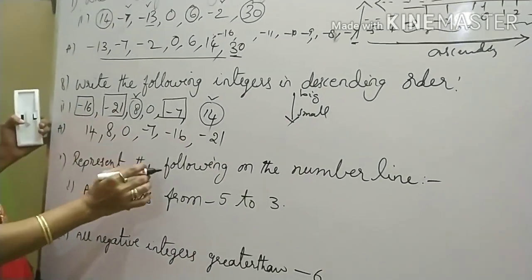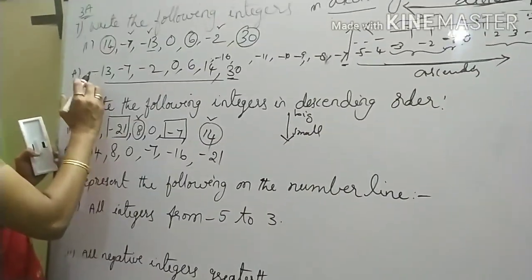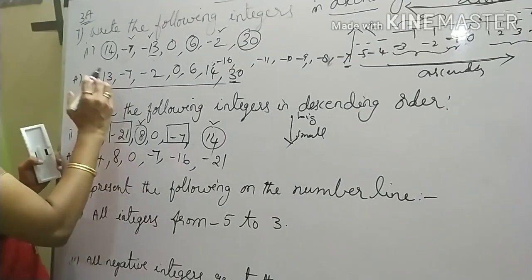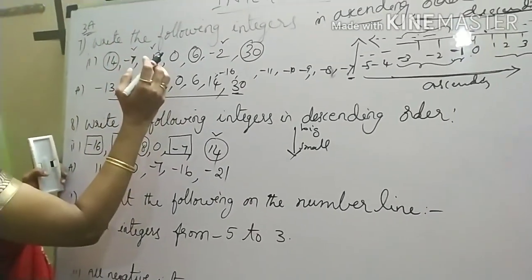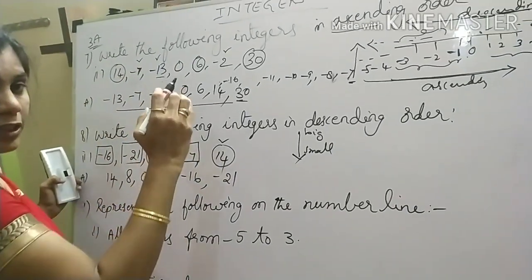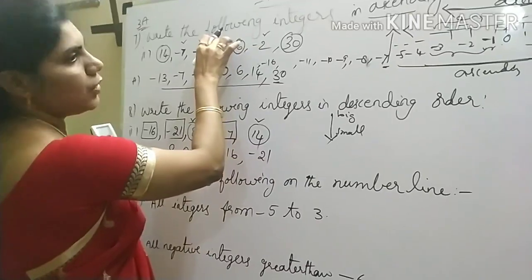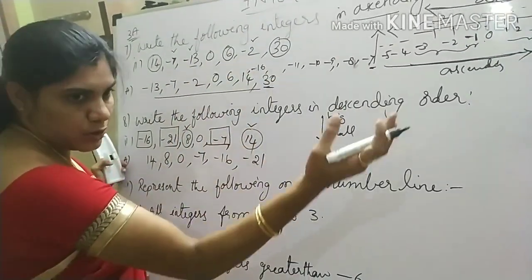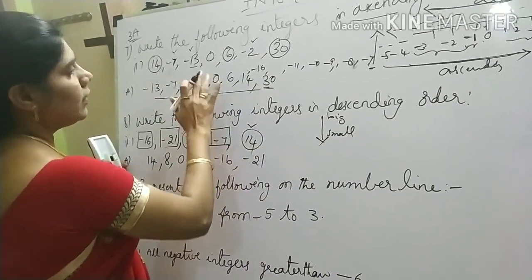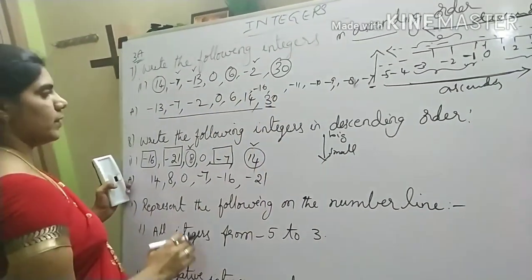Always remember this one. While writing in ascending order, you have to start with the negative numbers first. Among the negative numbers also, you have to choose the smaller one first. After that, the next bigger one. After completing these negative numbers, you have to write 0, if you have 0 in the given numbers. Otherwise, go for the positive numbers. If 0 is not there, directly go for the positive numbers.